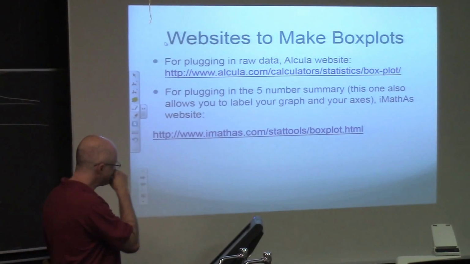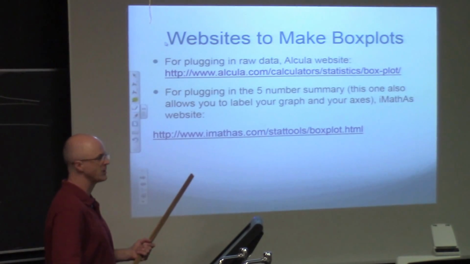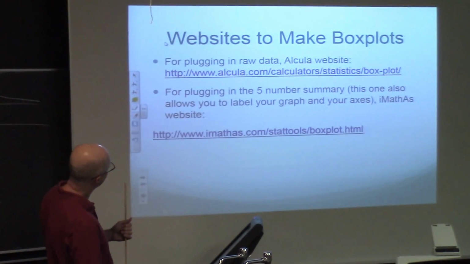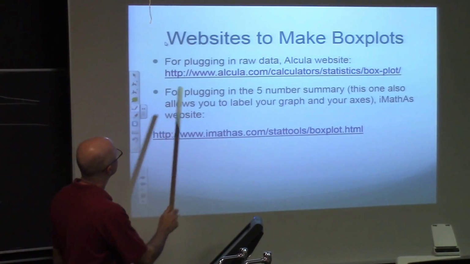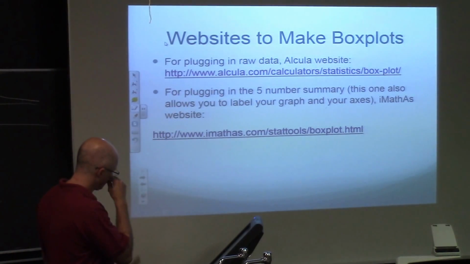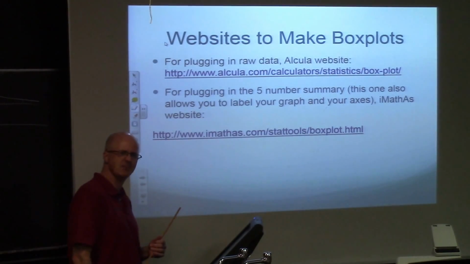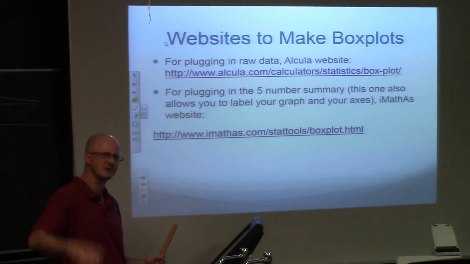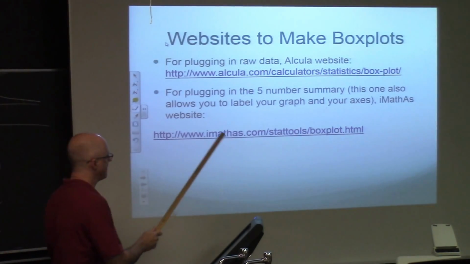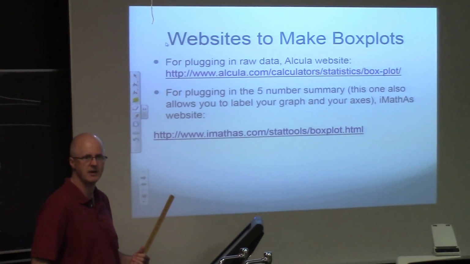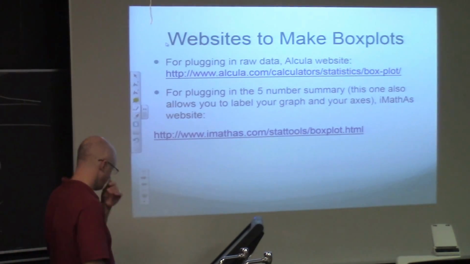Two websites I found this morning to make box plots. For plugging in the raw data, meaning the actual data, there's something called Acula? Not sure how to pronounce that. That's a website where you can plug in the raw data and get a box plot. It's not a labeled box plot, so it's not nice that way. It's also vertical, which I don't like as much either. To make a horizontal box plot that's labeled, you can use this website. However, you have to plug in the 5-number summary rather than the raw data, so you have to know the 5-number summary ahead of time.